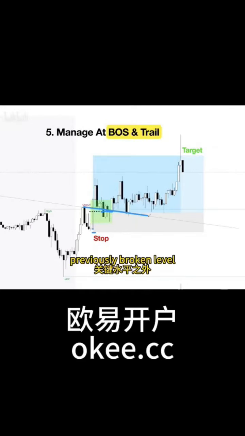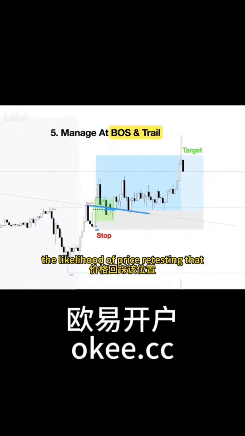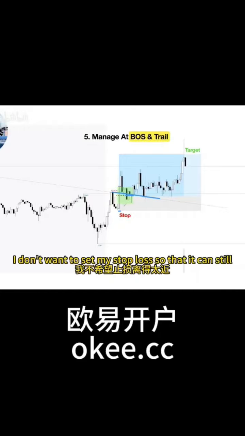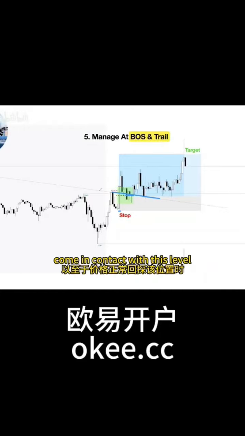outside of this previously broken level, because if it pushes through with force, the likelihood of price retesting that and continuing to move higher is there. I don't want to set my stop loss so that it can still come in contact with this level, but also trigger my stop loss.